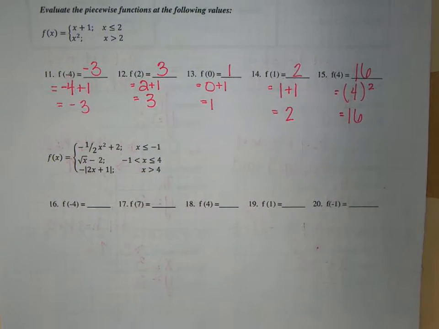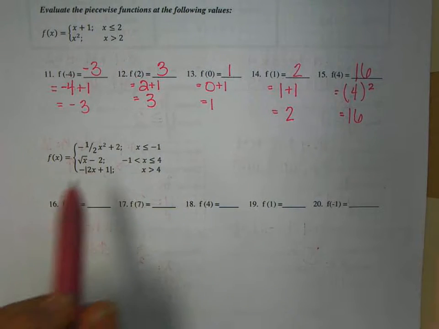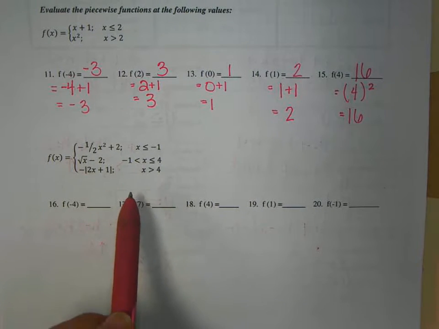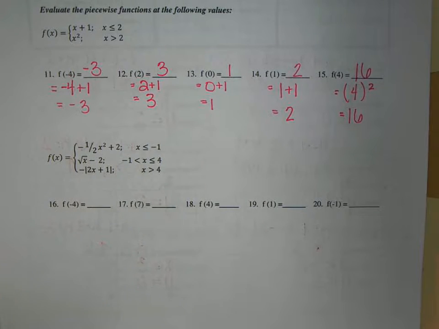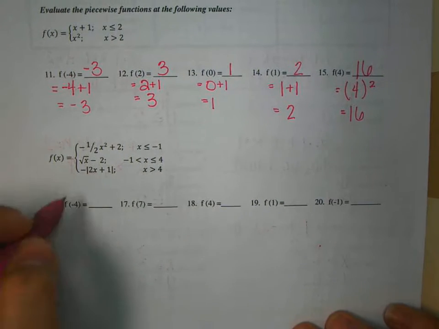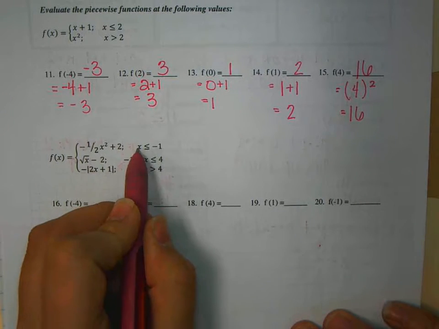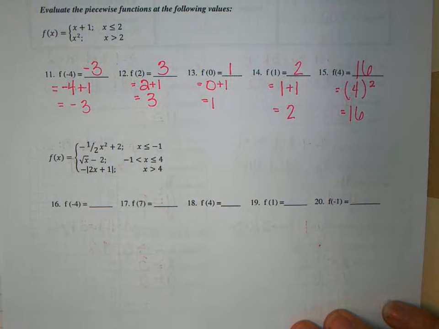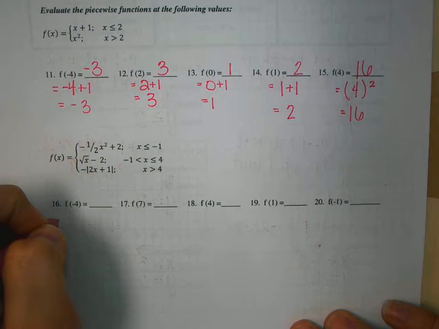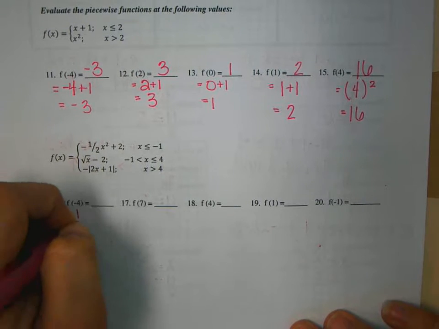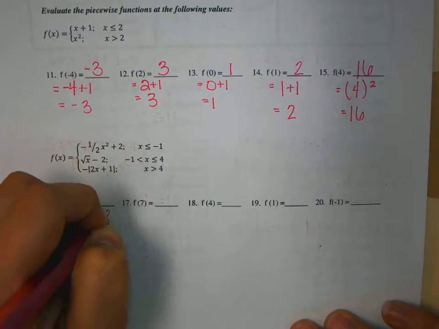Then for 16 through 20, it's the same process. Now we've just got 3 functions and 3 inequalities that we have to check to make sure our number suits the inequality. So f of negative 4. Well, is negative 4 less than or equal to negative 1? It is. So I substitute into that function. So I've got negative 1/2 times negative 4 squared plus 2.